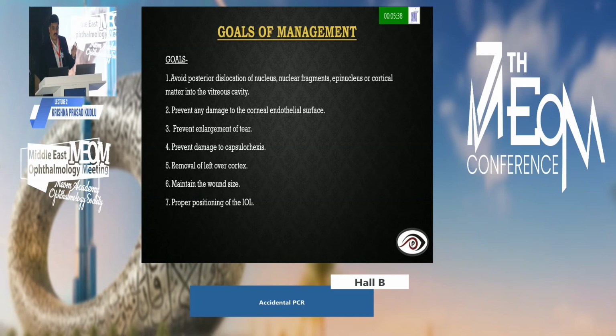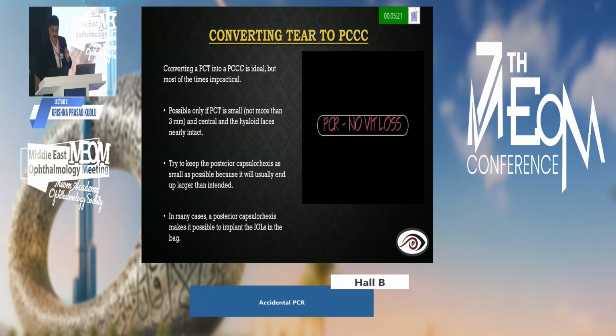So what should be our goal of the management? Avoid posterior dislocation of the nucleus, prevent damage to the endothelium, also prevent enlargement of the tear, prevent damage to the capsular axis, and remove the leftover cortex. Also, we should maintain a proper wound size and proper positioning of the intraocular lens.